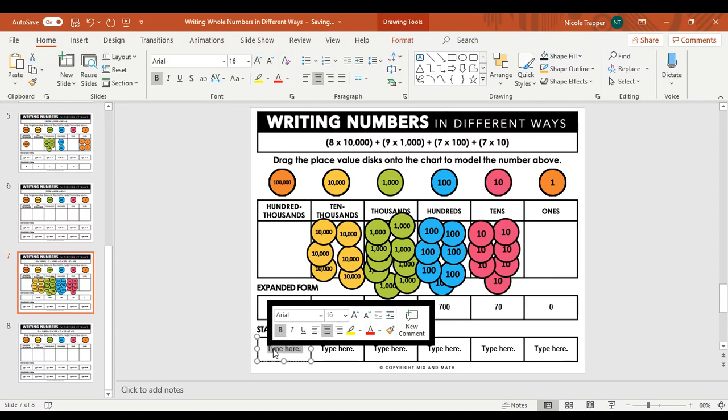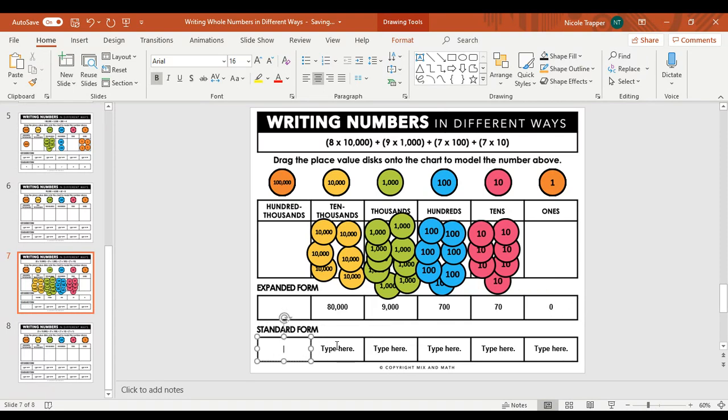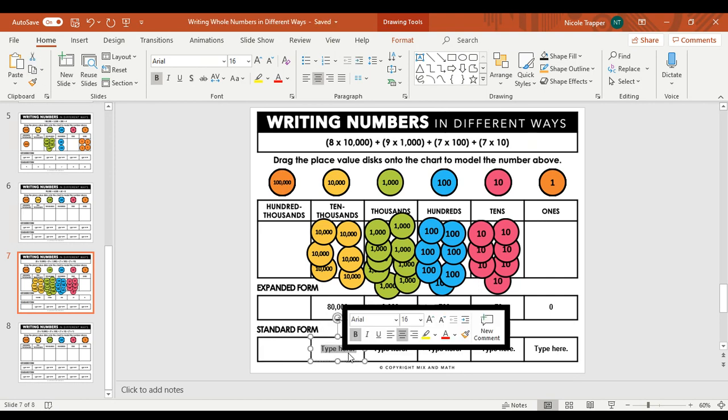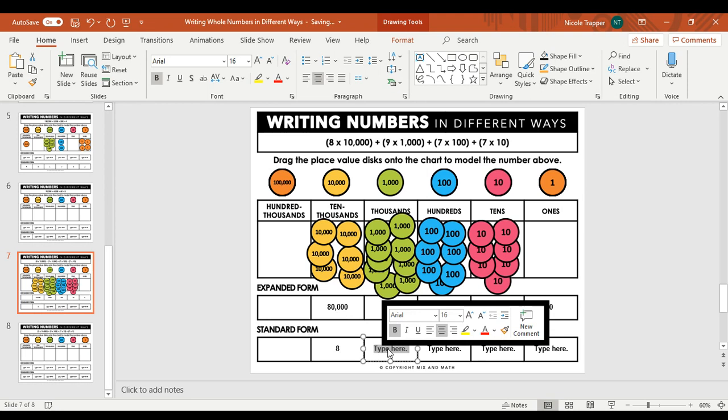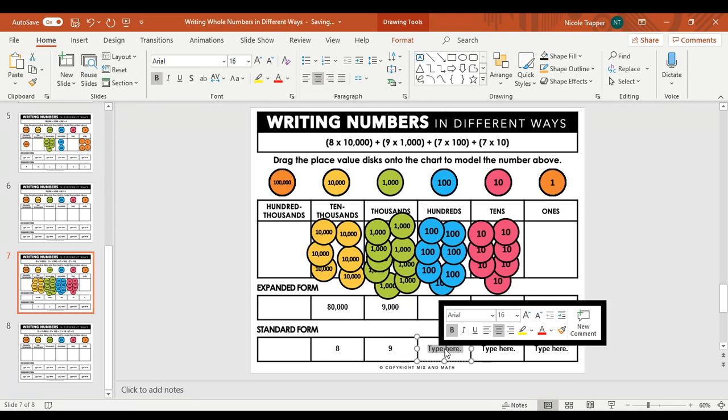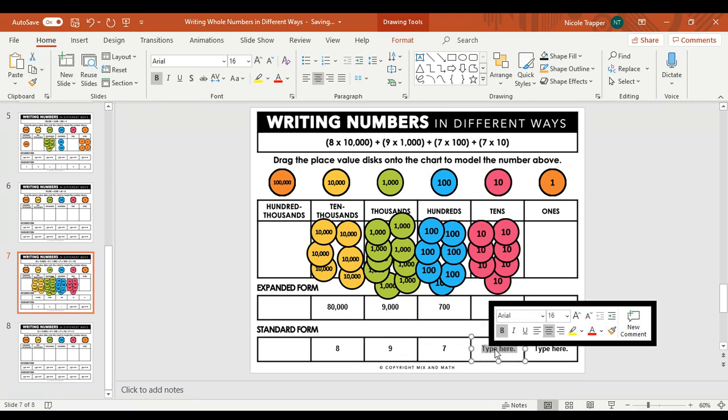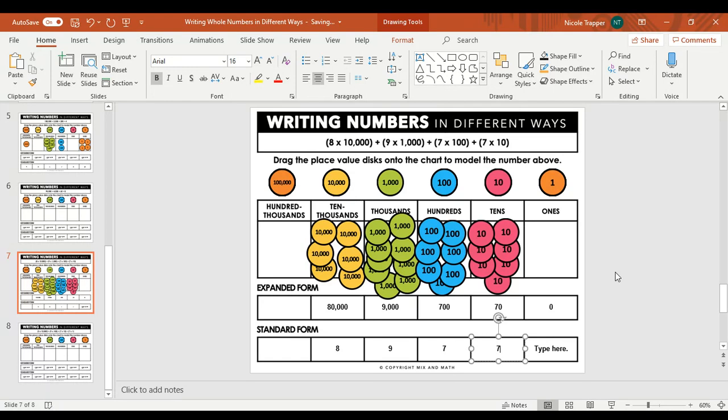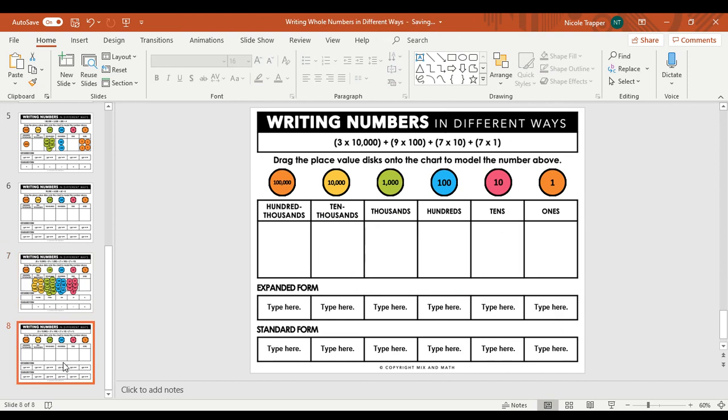Next, I'm going to write it in standard form. Same here. If it's on the left side, we don't need that placeholder. It's not holding a place and it will not change the value. Now I'm going to go here. I have 8 10,000s, 9 thousands, 7 hundreds, 7 tens, and 0 ones. I could read that number out loud by saying 89,770. And then you will do number 8 independently after you finish this video.